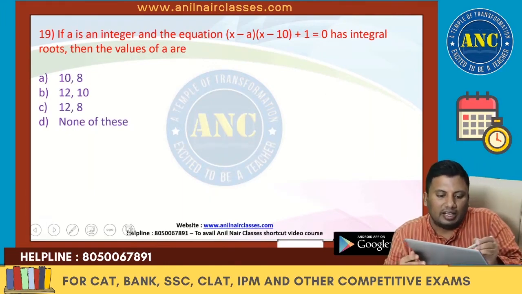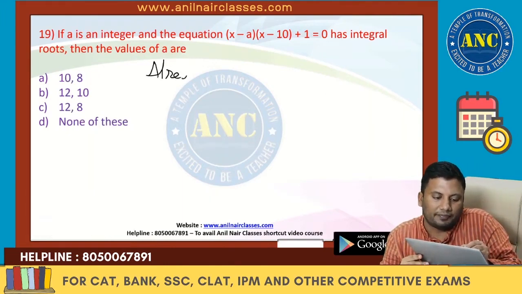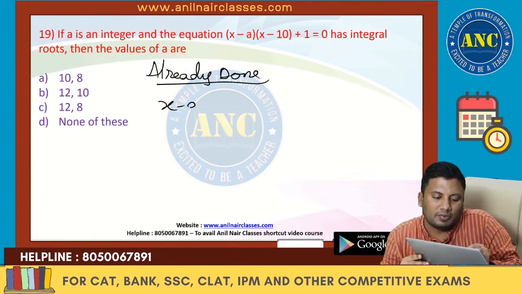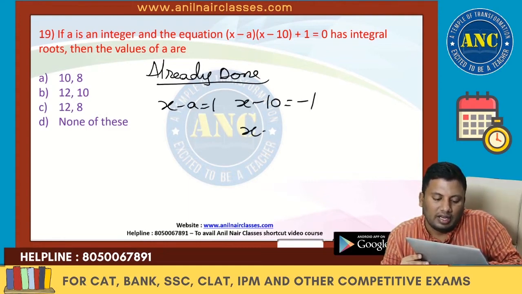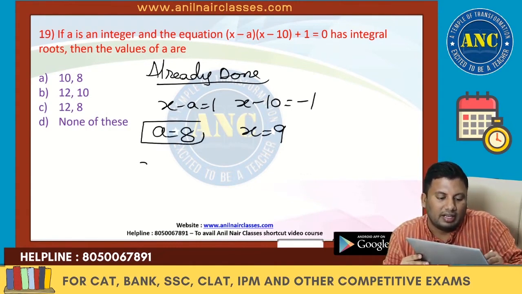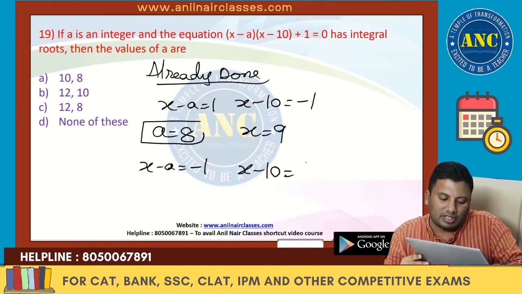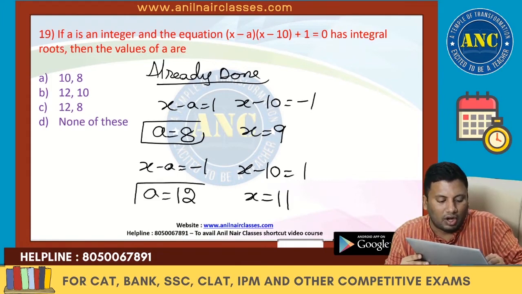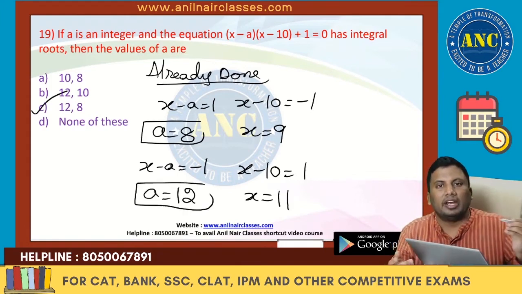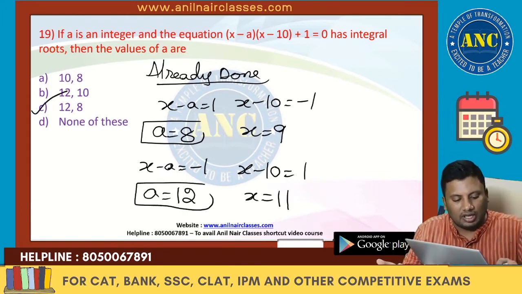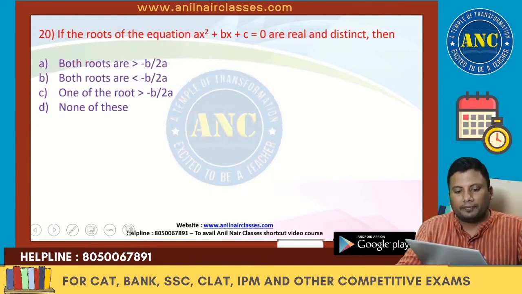This 19th question, already we did it. What is the answer we got? X minus A, if it is 1, x minus 10 will be minus 1. X is nothing but 9. A is nothing but 8. X minus A is nothing but minus 1. X minus 10 is 1. X is 11. A is nothing but 12. Already we did this question at the beginning of the class. Answer for this question is 12 comma 8.